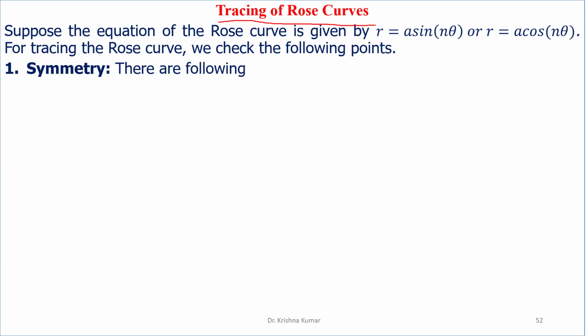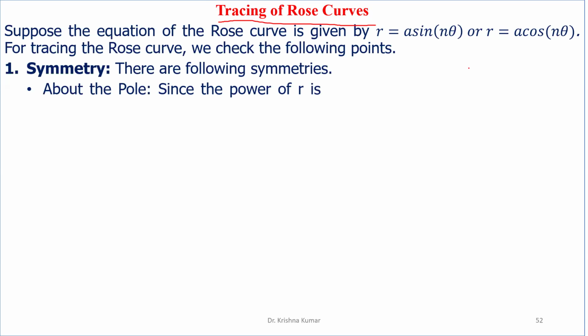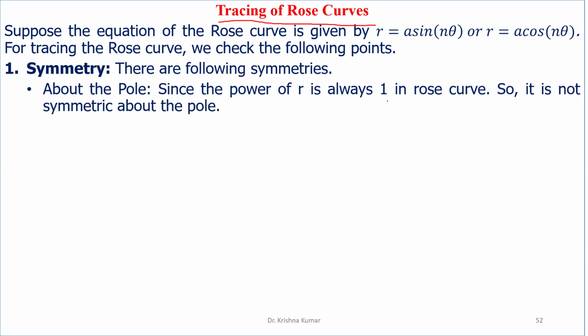First point is symmetry. Of course, there are three types of symmetry in polar curves. So also here, the first symmetry is about the pole. Since the power of r is always 1, because the format of a Rose curve is either r equal to a sine n theta or r equal to a cos n theta, the Rose curve is always not symmetric about the pole.